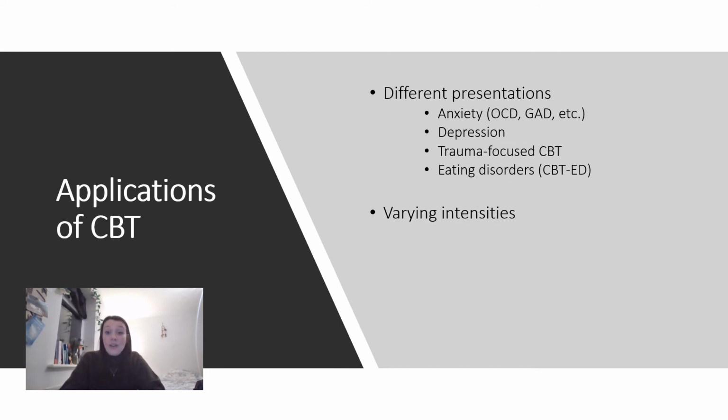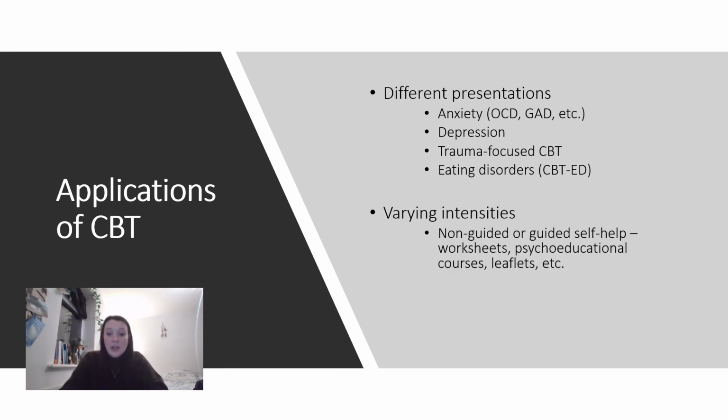You can also work at varying intensities. So in lots of services, they will have low intensity or high intensity workers, for example, or split it up like that. So low intensity often means it could be like a once a week group, or once a week, once a fortnight, once a month meeting with a low intensity worker. So that could be non-guided or guided self-help, which could be worksheets, psychoed courses, leaflets, could be lots of stuff. Self-help guides, there are lots of those around.